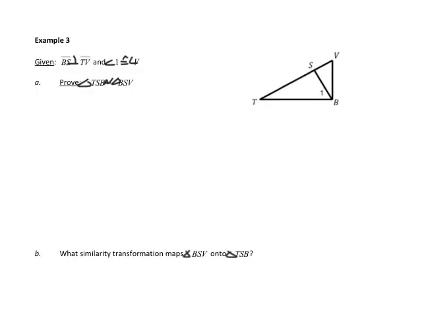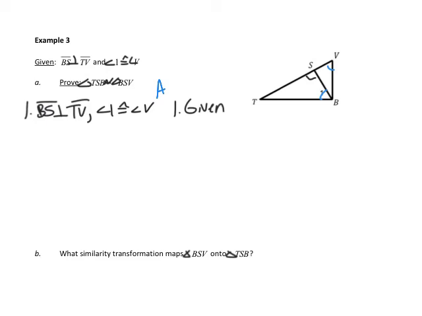In the last example, we have segment BS is perpendicular to TV, and angle 1 is congruent to angle V. So we already have one pair of congruent angles. And then here, if that's perpendicular, well, both sides are going to be congruent because they are right angles. So this is actually a very short proof. We want to prove that the two triangles are similar. So we write our given down. And in our given, we already have one pair of corresponding angles congruent.